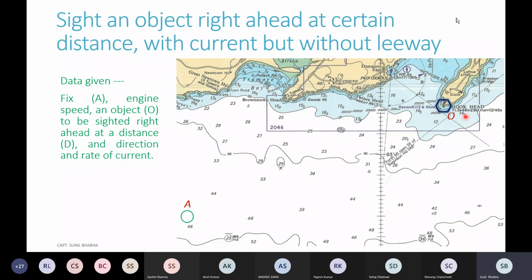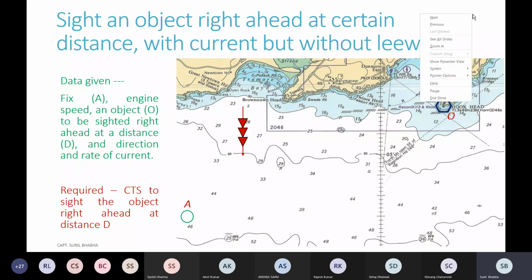So let's name the object as O. Now the set and rate of the current which is prevalent in the area is also given to us. All these items are provided. We are required to find out the course to steer to sight the object right ahead at a given distance D. So let's now see how do we go about this question.